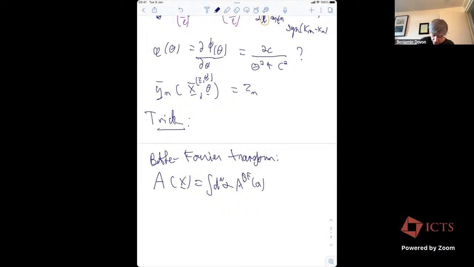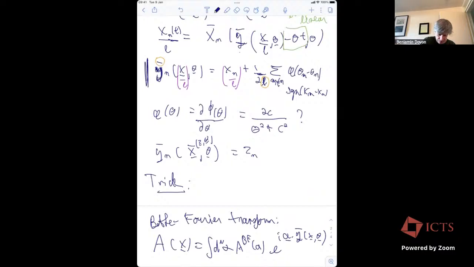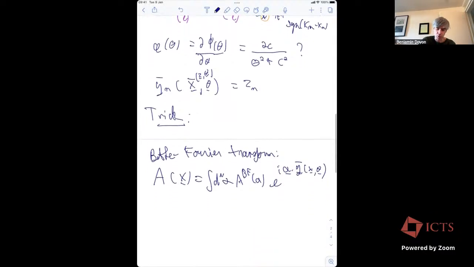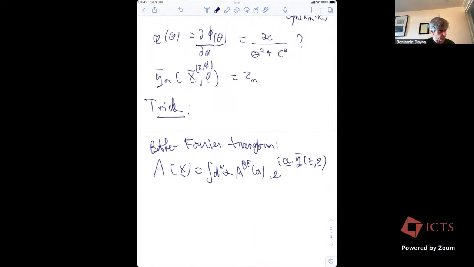And then you put not e to the I alpha dot x as you would do for the usual Fourier transform, but instead I alpha dot y bar of x and theta. So it depends on theta as an external parameter. Theta is not a Fourier parameter, it's just some external fixed parameter. And instead of x is y, and this y bar is that one there. Okay? So there's the L in it, but again, if you want more universal, you put L equals 1. There's an L in it for the scaling. Okay? And there's an inverse, of course.